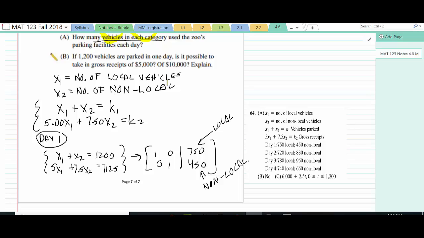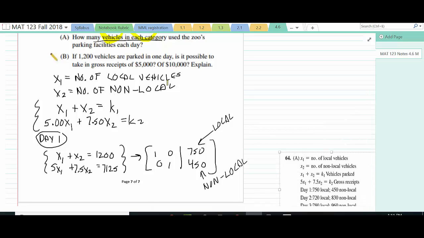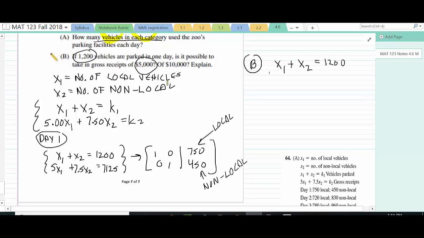So the other thing I want to do is I do want to do part B on here, and I just want to do one part of this. So the question is, if 1,200 vehicles are parked in one day, is it possible to make $5,000? Okay, well, let's take a look at what this system would be. The system would be x1 plus x2 equals 1,200, because that's the total number of vehicles. Then the second equation would be this. It would be 5x1, because that costs $5 per ticket. And then it would be 7.5x2, and then that's equal to, it says 5,000.